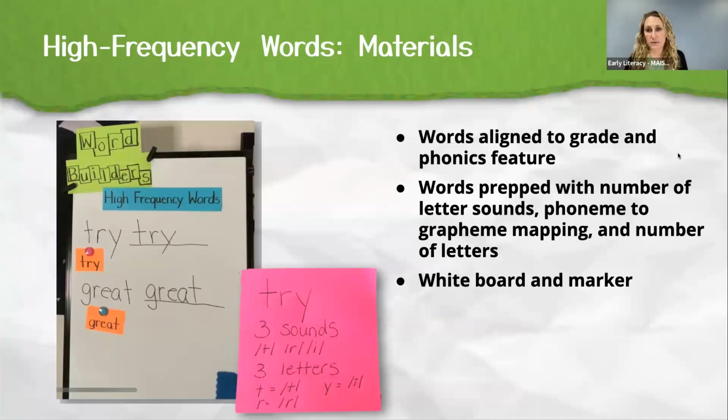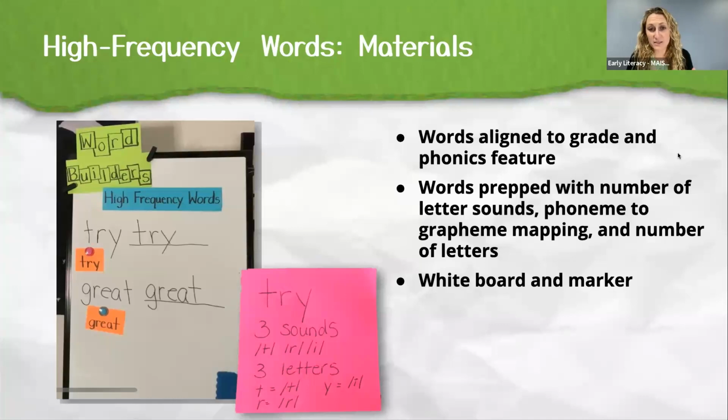I always, in my classroom and as much as possible, try to align what I'm teaching to kids with something that we're studying. In particular for these, we were working on R blends, so we had TR and GR. So I was thinking, well, let me find the high frequency words that first graders should know and pair those up when we're doing R blends. So that's why try and great were chosen for this.